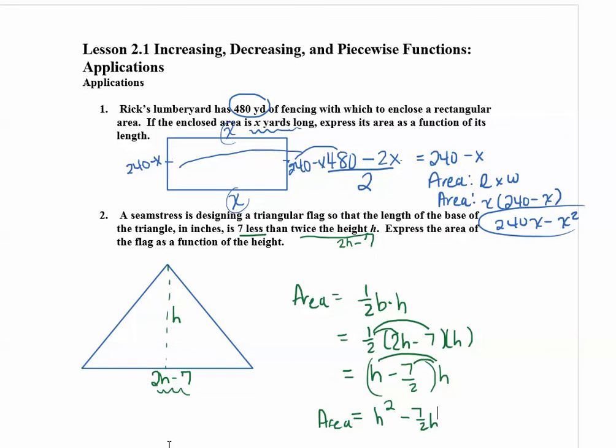So for both of these, because we're doing the areas in terms of height, or in the first one it was in terms of length, you can go ahead and say for the first one A of x equals, because we're doing an x for our variable. Now for the triangle area, I'm using an h for the variable, so I would say A of h equals, or the area in terms of the height equals.